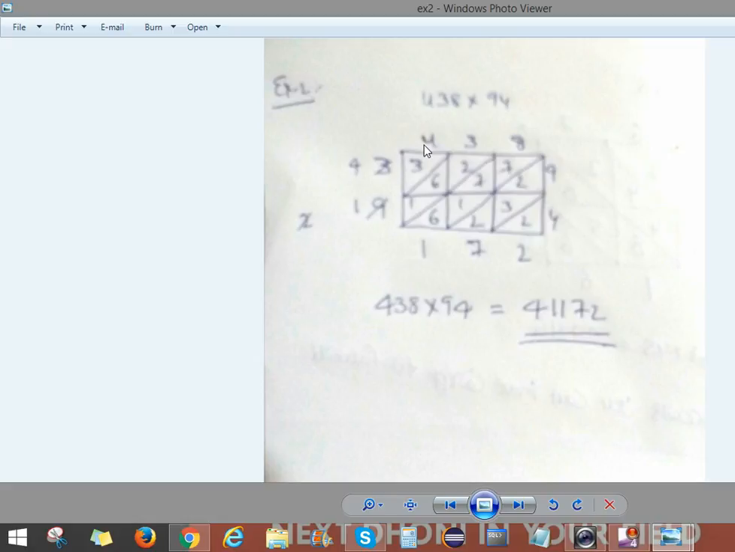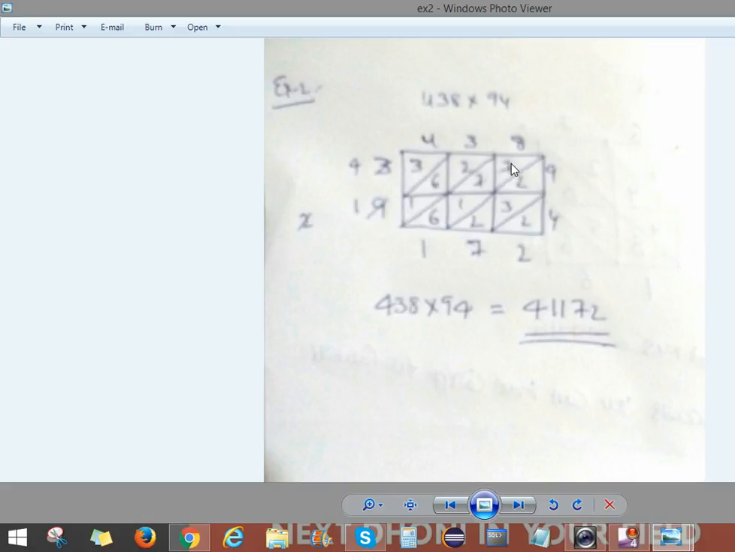438 into 94, so we have to take 4 into 9 means 36, 3 into 9 means 27, 8 nines are 72, 4 fours are 16, 3 fours are 12, and 8 fours are 32. So after getting this, you can add each box, like 3 is there, 3 here, you can observe 2 plus 6, 8, 8 plus 1, 9. So previously I write 9 only.